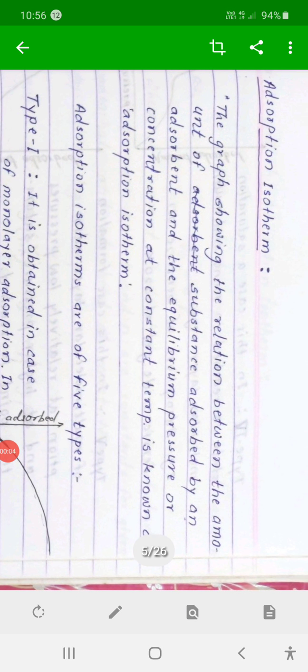Hello everyone, now we discuss adsorption isotherms, part of surface chemistry. That is, what is adsorption isotherm?